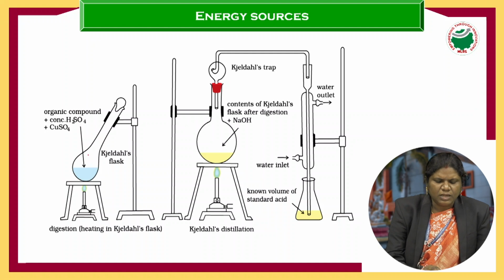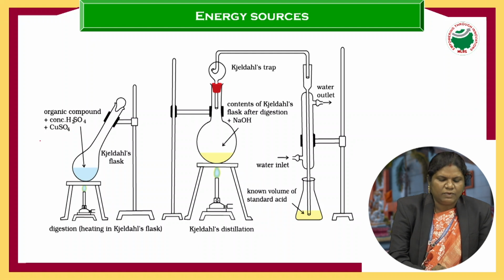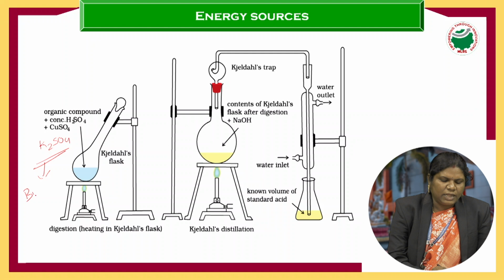Here, it is a long-necked flask. It is called the Kjeldahl flask, in which we will take the coal sample and it is treated with the concentrated sulfuric acid and CuSO4. Here we will take the potassium sulfate, so K2SO4. This K2SO4 will act as the boiling point elevator.